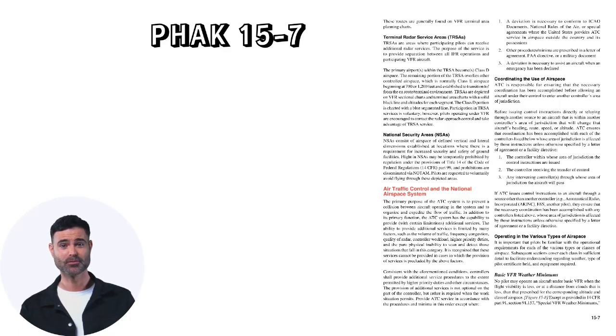Air traffic control and the National Airspace System. The primary purpose of the ATC system is to prevent a collision between aircraft operating in the system and to organize and expedite the flow of traffic.